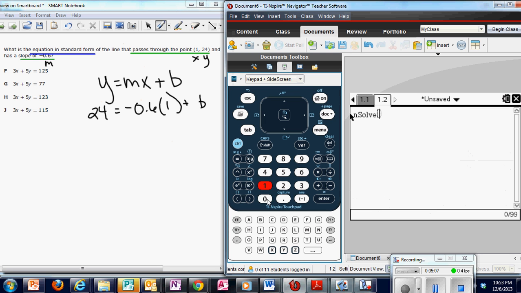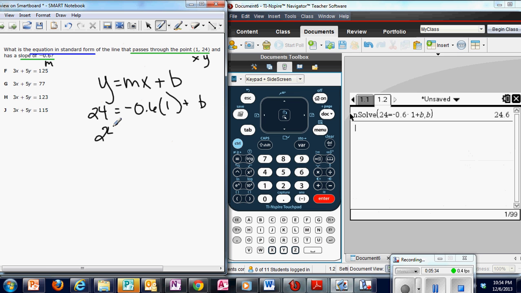Now I'm going to type everything I see. Do not simplify or reduce or anything. You type it exactly as is. 24 equals negative 0.6 parentheses 1 close parentheses plus b. And I'm solving for b, so I'm going to put comma b. And we should get 24.6 equals b. So I need to know which of these is going to have a b of 24.6.